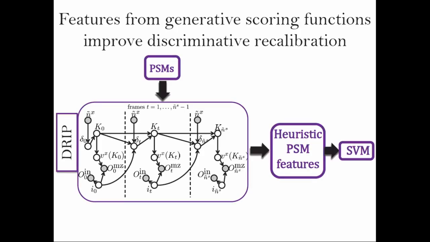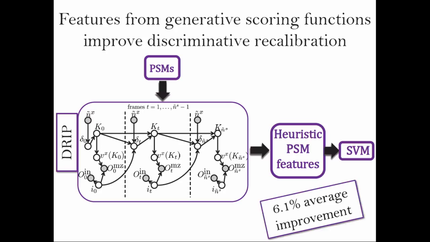In previous work, generative models were used to improve discriminative recalibration as follows. PSMs were fed into a dynamic Bayesian network called DRIP. Max product inference was then run, and the resulting Viterbi path was parsed to derive a set of heuristic features. These heuristic features improved SVM recalibration by a drastic amount, resulting in over 6% average improvement on overall datasets.